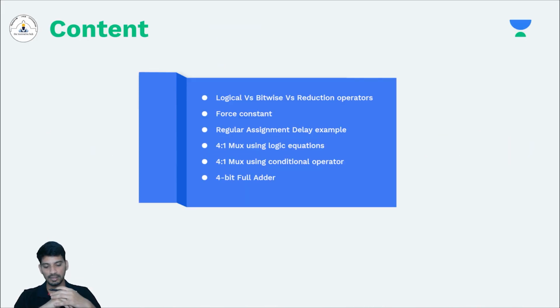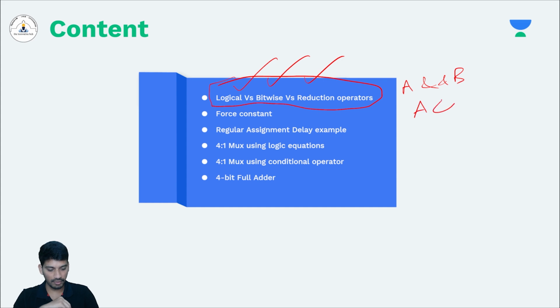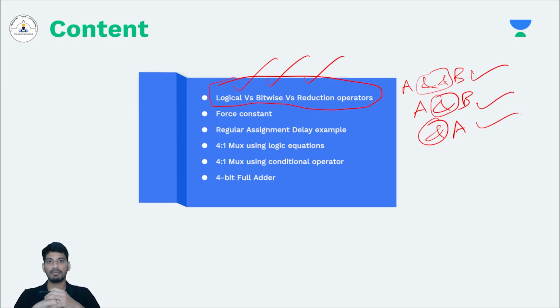So let's begin. These are the contents of the session. First, I want to give you clarity about these operators, which look very similar. We have seen the logical, bitwise, and reduction operators. They all look similar. The logical operators will look like this, the bitwise operator will look like this, and the reduction operator will look like this. I want to give you clarity about how and when to use them by giving a practical example.